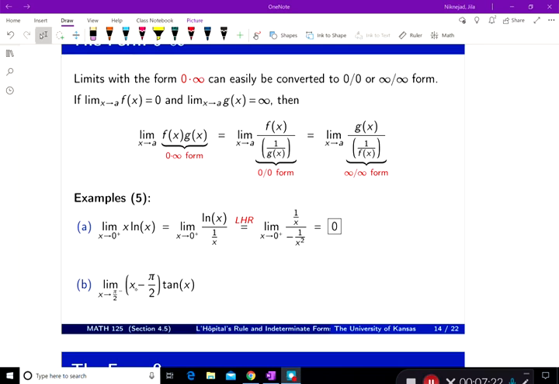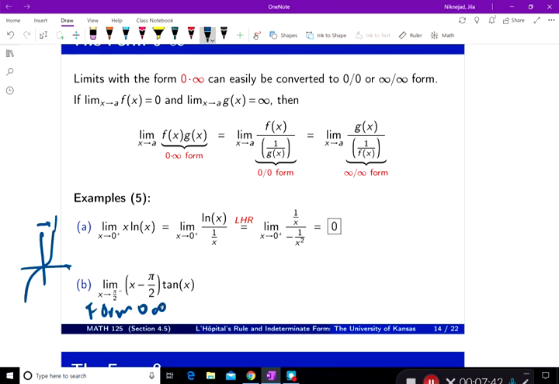So x minus pi half is 0. Tangent of pi half, if you remember the tangent function, looks like this. And we're going from the left side, so we're approaching positive infinity. So we get the form 0 times infinity. Now what do I do?